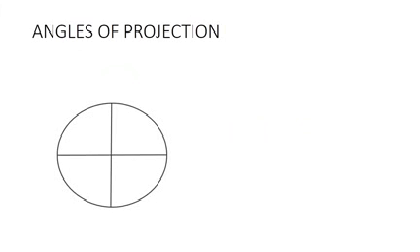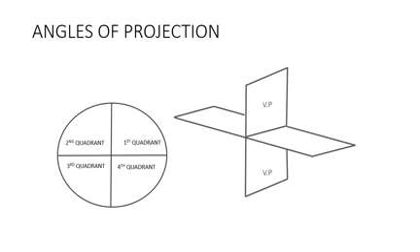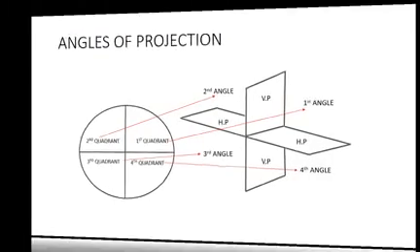Angles of projection. When a circle is divided into 4 quadrants, each quadrant represents an angle of projection respectively. That is, first quadrant represents first angle of projection, second quadrant represents second angle of projection, and so on. Also, when each quadrant is considered separately, it is going to have vertical and horizontal planes as shown on this diagram.